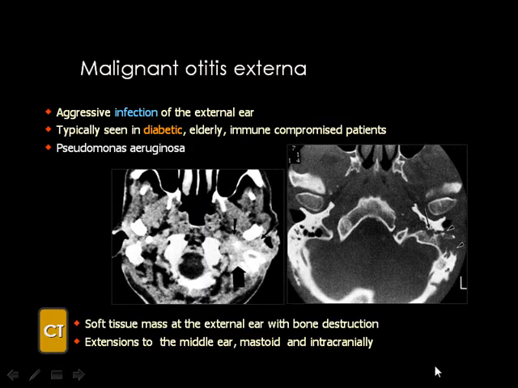And malignant otitis externa means an aggressive inflammatory lesion that affects the external canal and the mastoid, and may extend inside the middle ear cavity. It is usually seen in diabetic patients and any immune compromised patient, either from diabetes or because of age or because of cancer and so on.